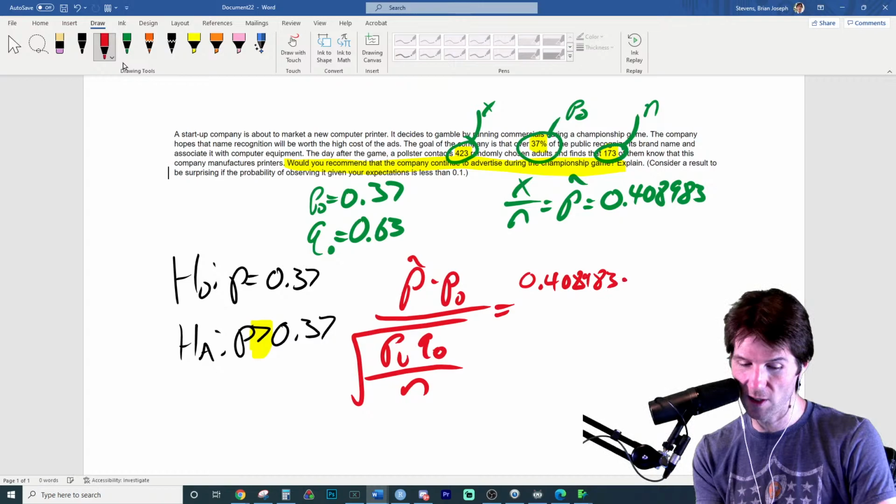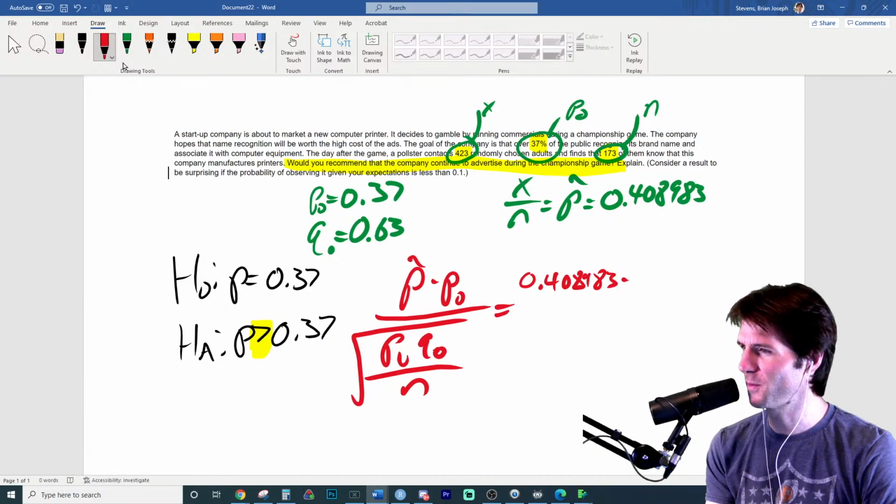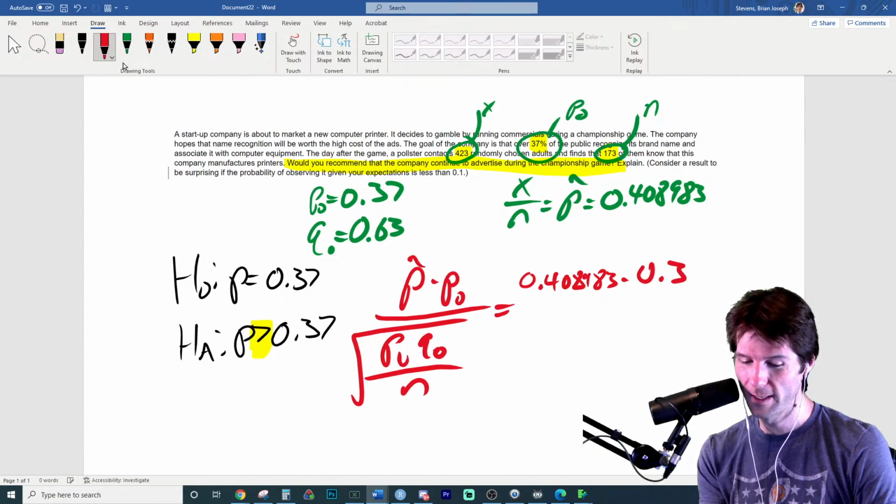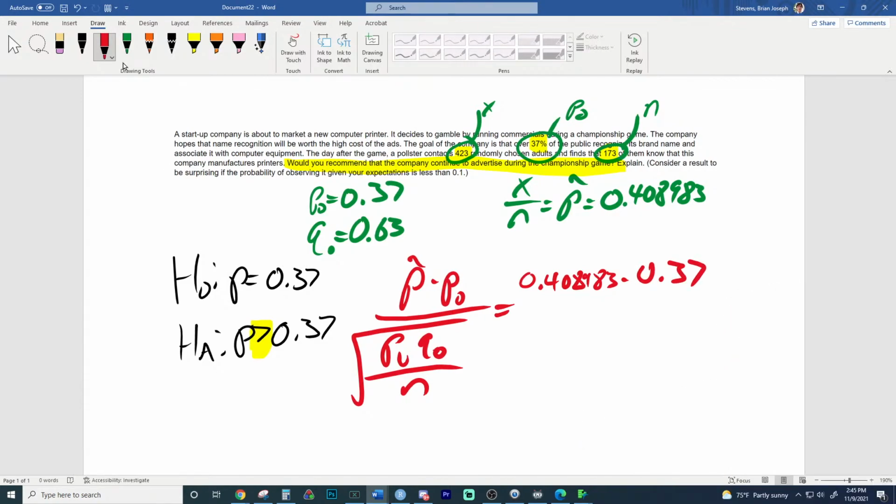If you want to memorize something, just write it 50 times. I've probably written it 5,000 times. A bunch of times. And then you memorize it and you say, I know that equation.